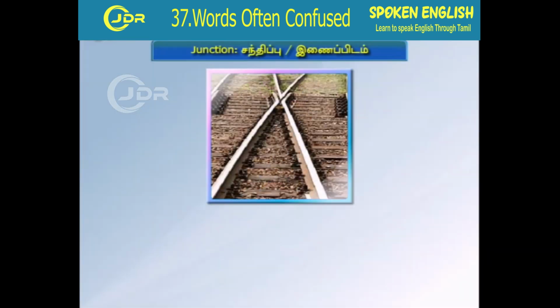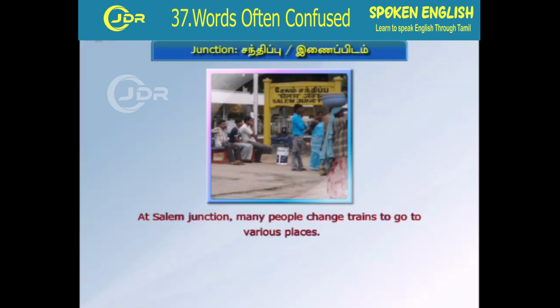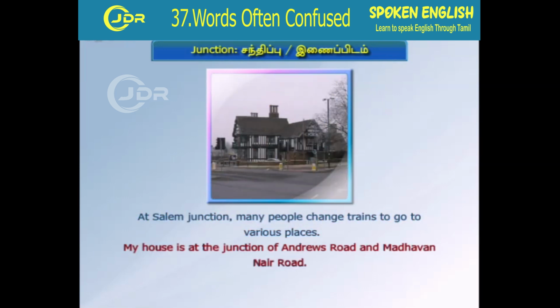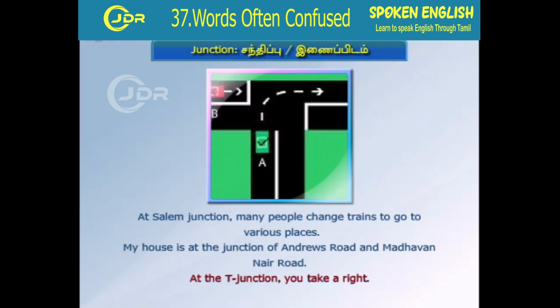Junction. சந்திப்பு, இணைப்பிடம். At Salem Junction, many people change trains to go to various places. My house is at the junction of Andrews Road and Madhavan Nair Road. At the T junction, you take a right.